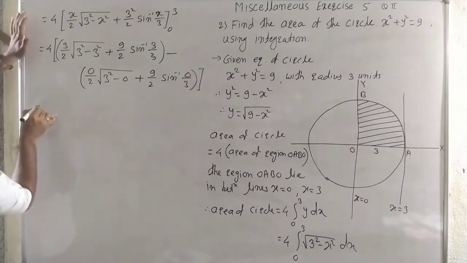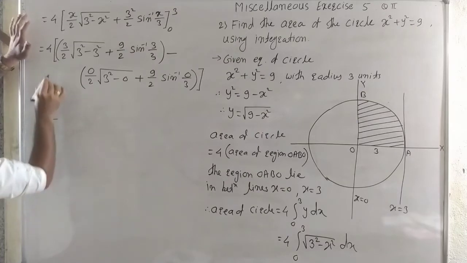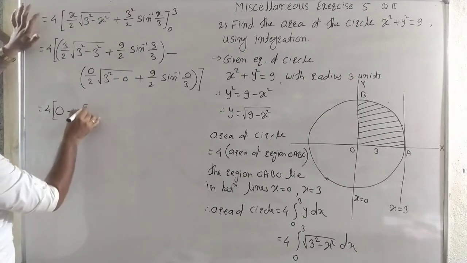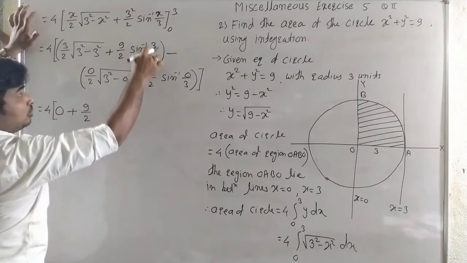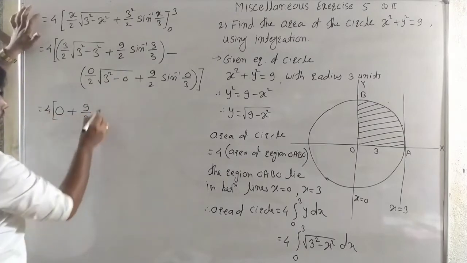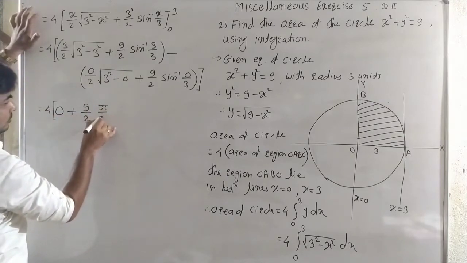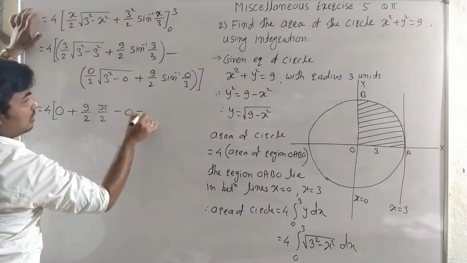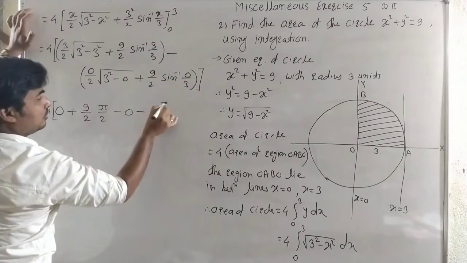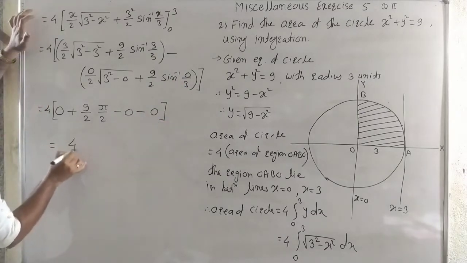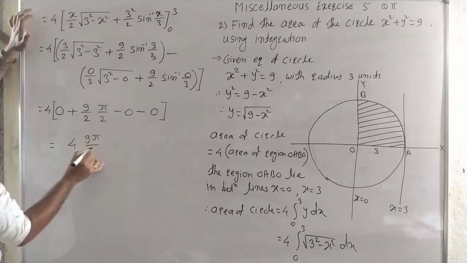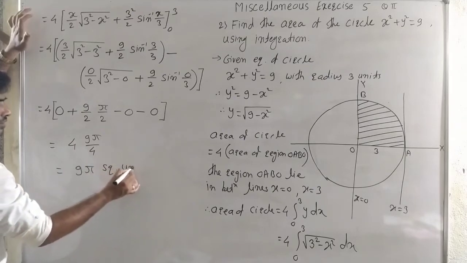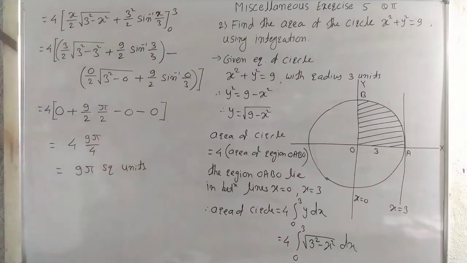Okay. Then here it is 4 into, see carefully the calculation, 3 square minus 3 square it is 0, therefore the first term will be 0, plus 9/2 sine inverse of 3/3, it is 1, sine inverse of 1 is pi/2. Okay, minus this 0, and this minus and plus it is minus, and sine inverse of 0 will be 0. And now here it is 4 into 9 pi upon 4, and therefore 9 pi square units. It is the required area of the circle.